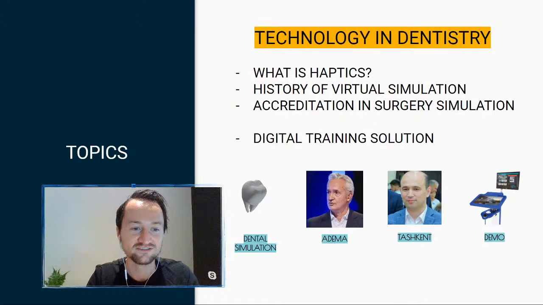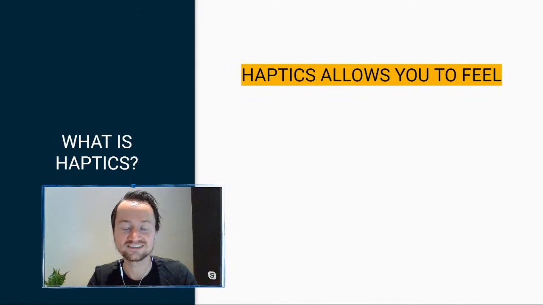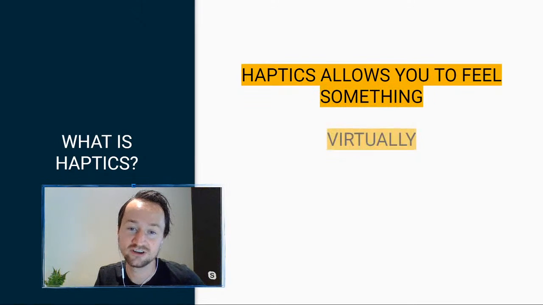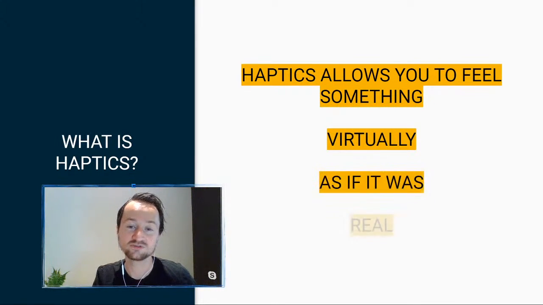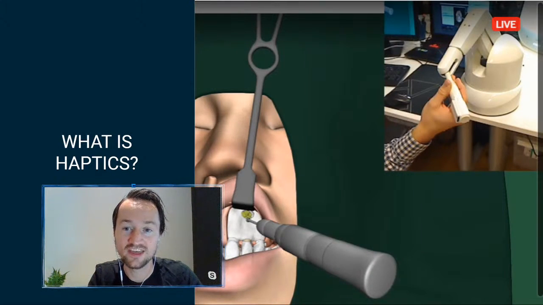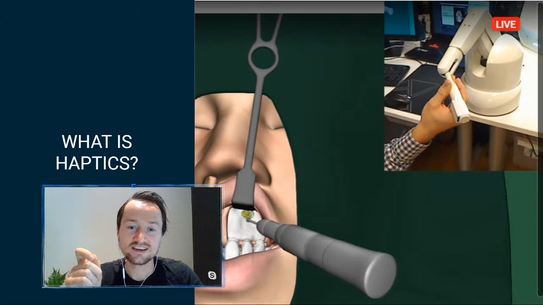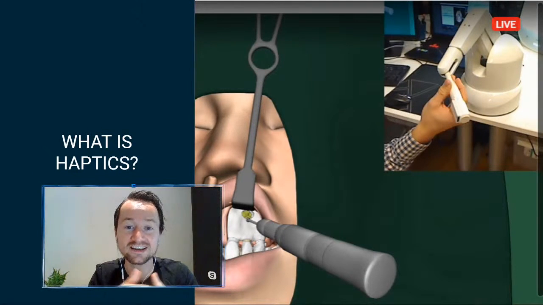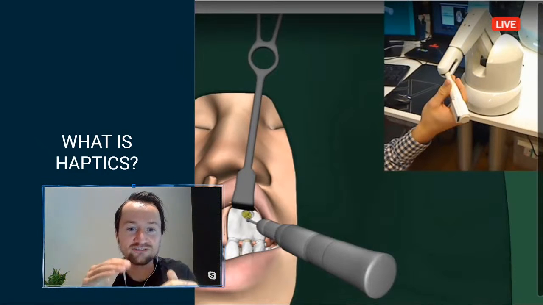So to get us started, what is haptics? Haptics is essentially something that allows you to feel something virtually as if it was real. You can see a prototype on there, top right. When we touch something within the simulation, we get a force feedback on the arm, and that allows us to recreate the feeling as if it was actually happening. So we can do that, and we can change the forces.